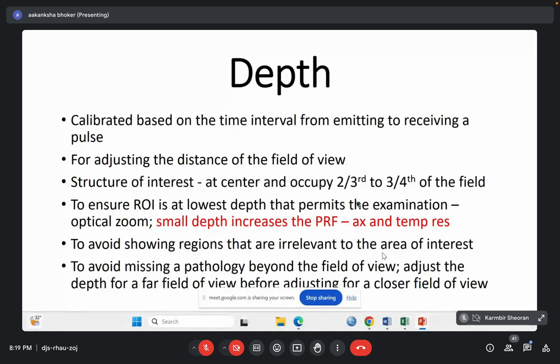So depth we can see on one side of the screen, and we should adjust the depth so that the organ of interest will occupy 2/3 to 3/4 of the field. We should not keep extra depth, because in that case the probe will have to wait for the echoes from the deepest to come.